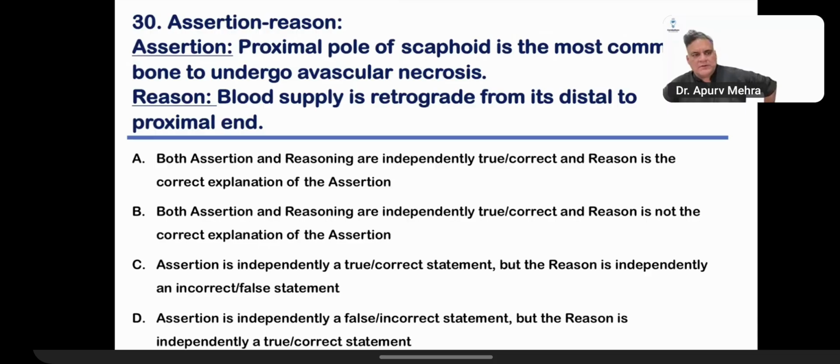Proximal pole of scaphoid is the most common bone to undergo AVN. This is correct. Blood supply is retrograde. This is correct.